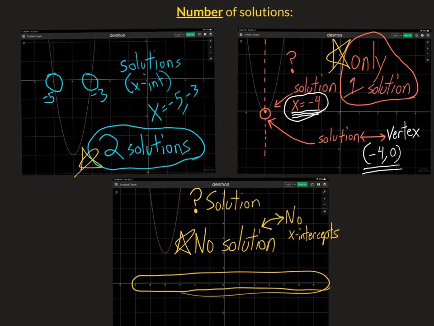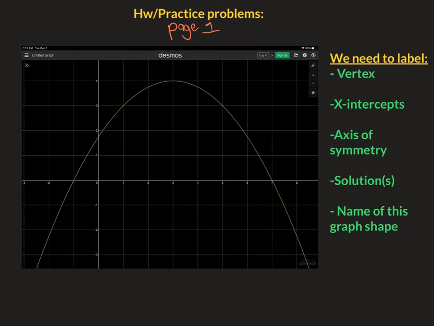All right, let's get to your homework. Practice problems as well for this session. There's 3 pages. Notice it says page 1 up there at the top. There are 3 pages, and they're all just the same thing. I give you a graph, and then you've got this set of things that you need to label about that graph. What is its vertex? What is its x-intercepts, the axis of symmetry, the solution, and the name?